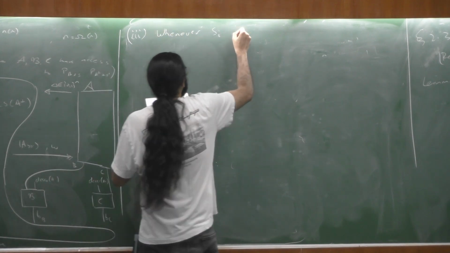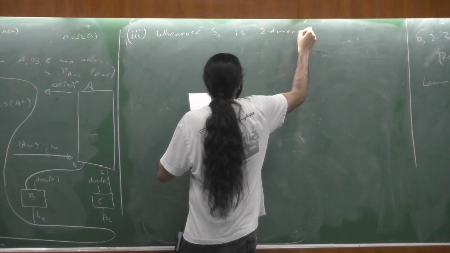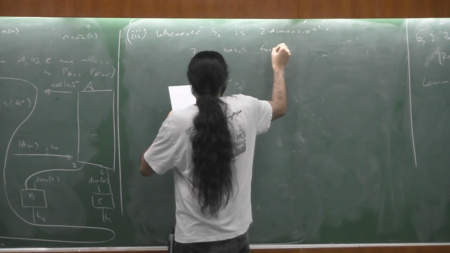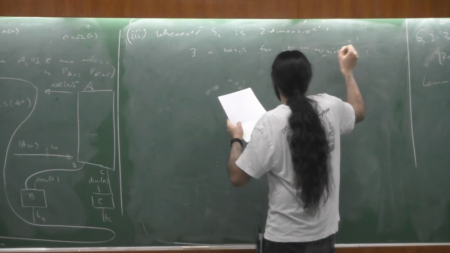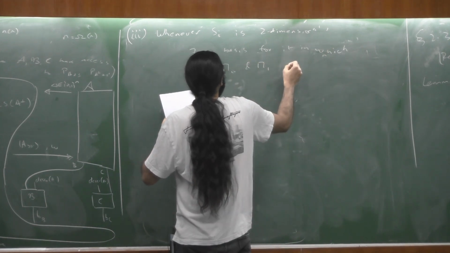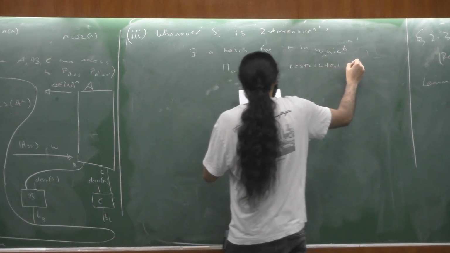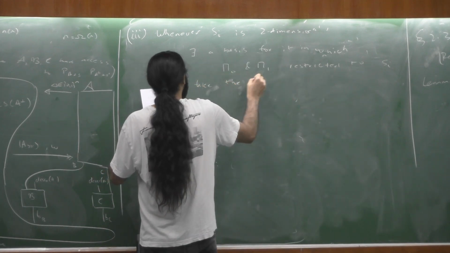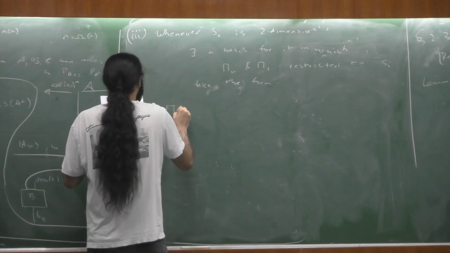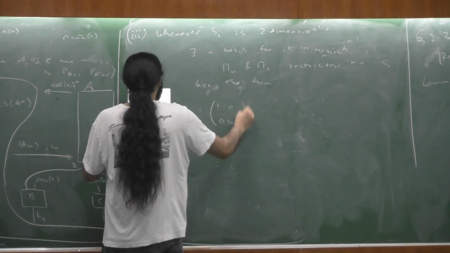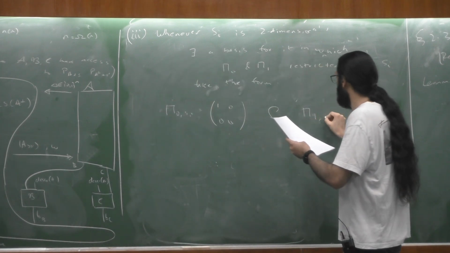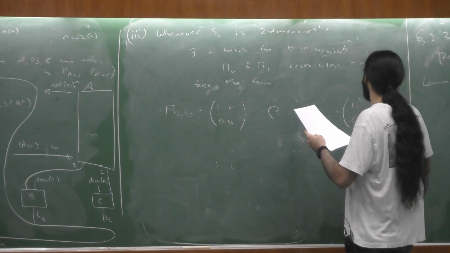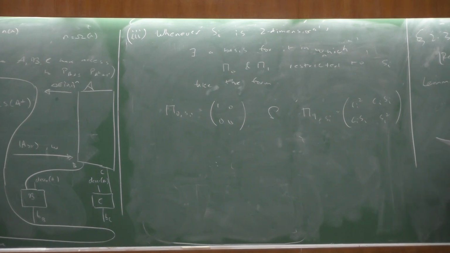Whenever SI is two-dimensional, there exists a basis for it in which pi 0 and pi 1 restricted to that subspace take the form: pi 0 SI is just this vector, and pi 1 SI is CI square, CISI, CISI, SI square. So C is cosine and S is sine.